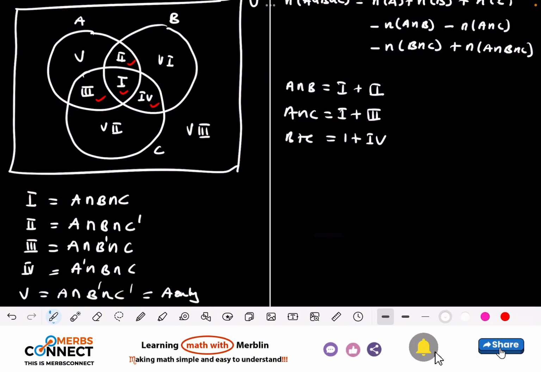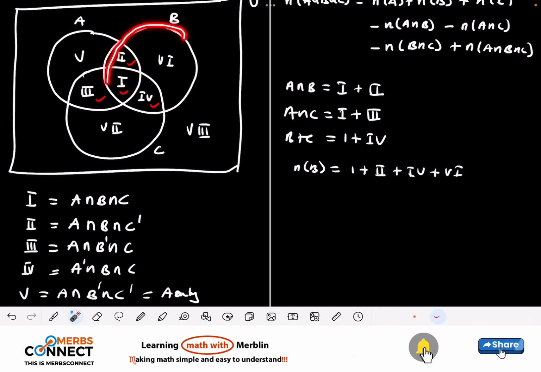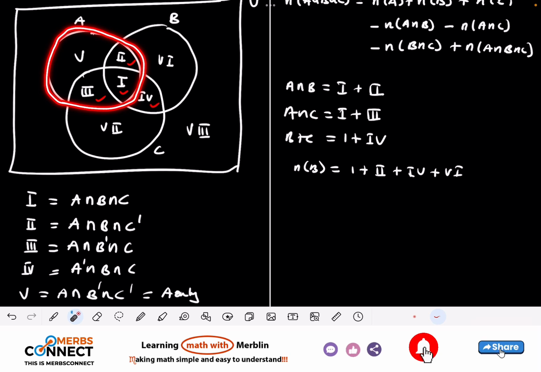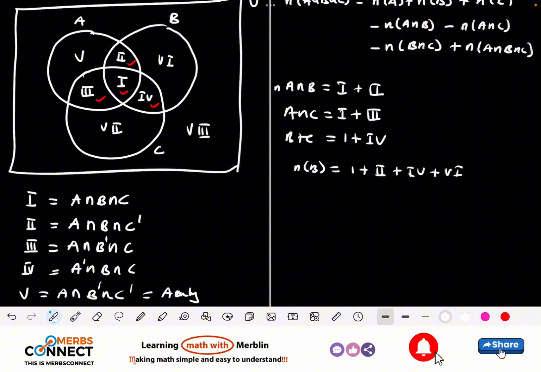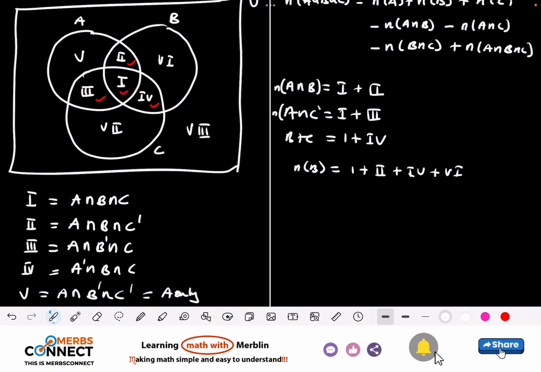Good. What is B? Number of B is actually equal to I plus II plus IV plus VII. So if I want to talk about B, this is the whole of B. So I add everything in there, right? That's the number of B. If I want to talk about the number of A, I add everything here. If I want to talk about number of C, I add everything here. Good. So number of A, number of C.